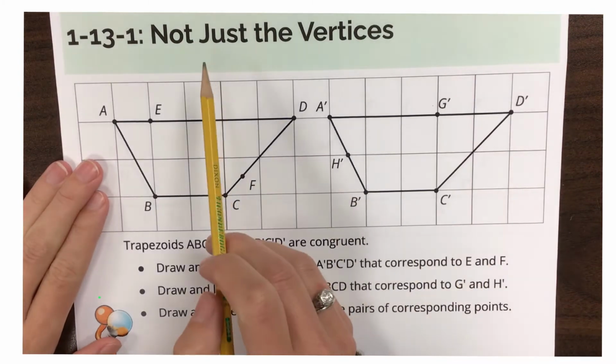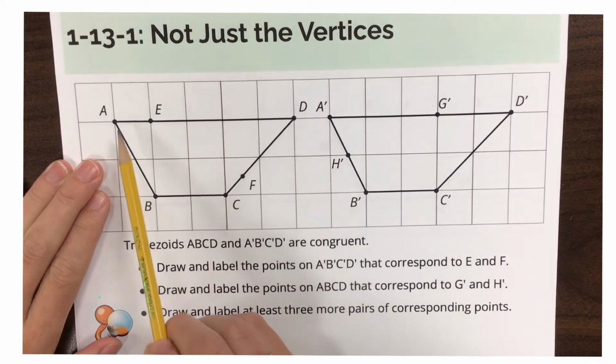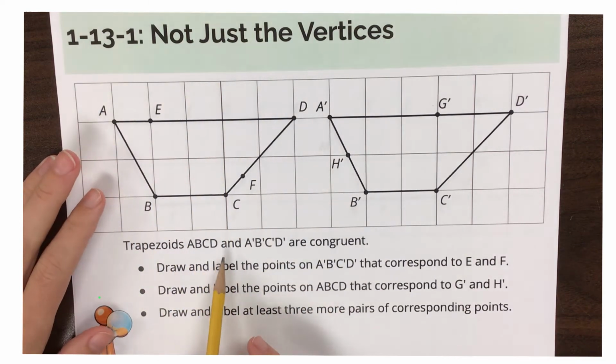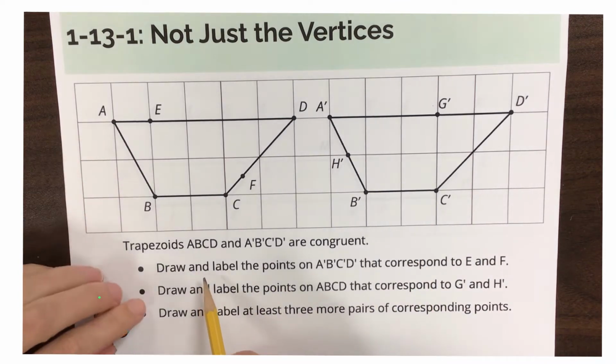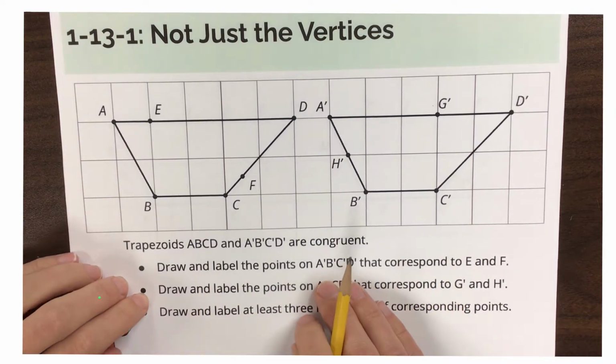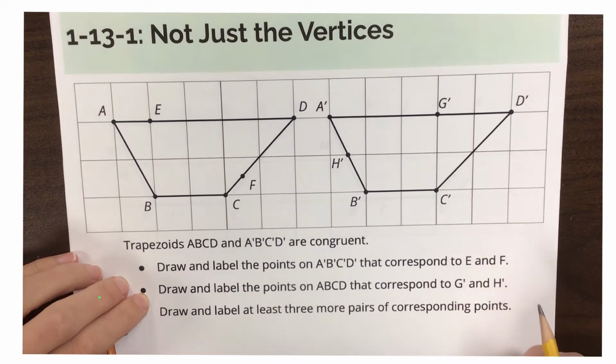In the figures on the screen, these trapezoids, A, B, C, D, and A prime, B prime, C prime, D prime are congruent. Your goal is to draw and label the points on A prime, B prime, C prime, and D prime that correspond to E and F.